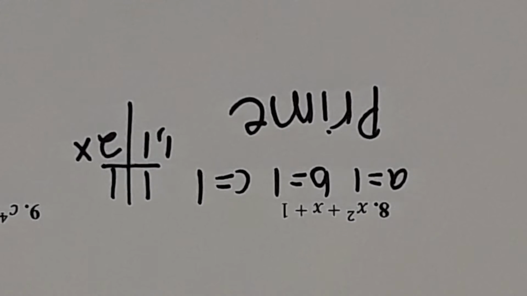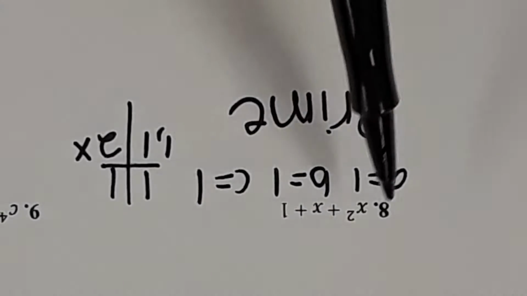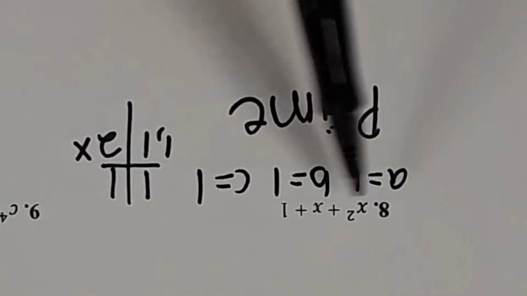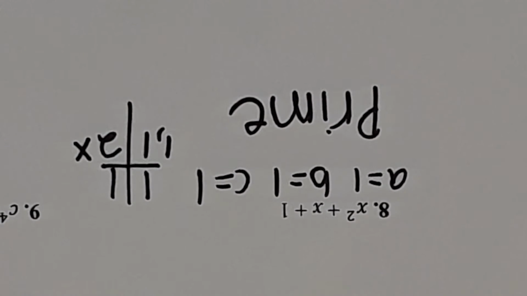If they were all 2, would it be a prime 2? No, because, well, it depends. If we had multiplied them all by 2, it would have been prime still. The only thing is they would have all had a 2 in common, and we would have pulled out a 2 before we did it. If they all have the same number in common, will it always be prime? Yes, but you wouldn't write prime. You would pull out the 2, and then it would just be left with 2 times x squared plus x plus 1.